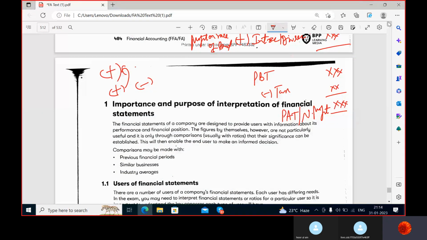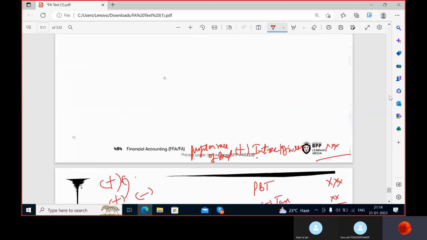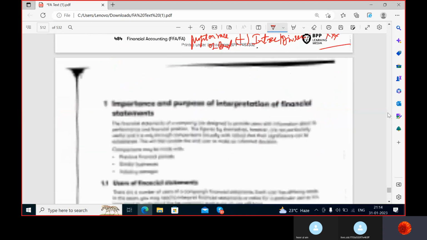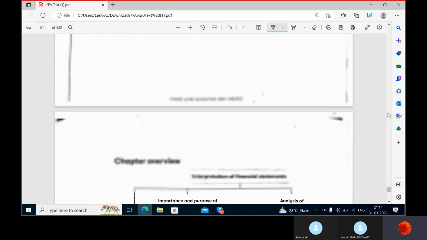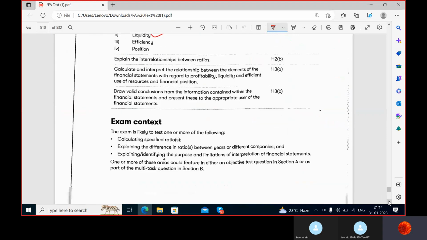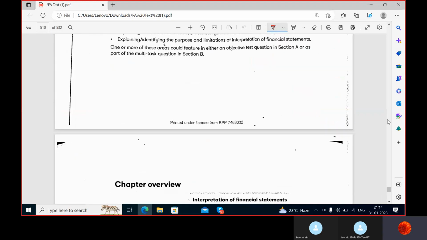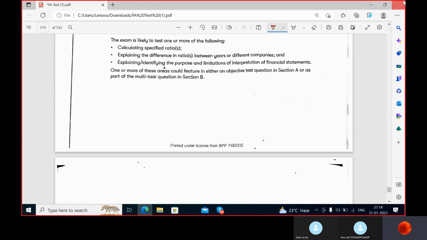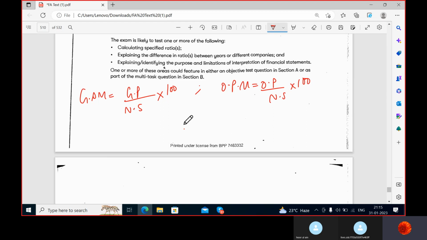Great. So now let's go for the ratios we were looking into. Here I'll put all those ratios in one line. Gross profit margin or gross profit ratio, whatever you want to say, is gross profit by net sales into 100. And operating profit margin is operating profit by net sales into 100. And net profit margin is net profit by net sales into 100.